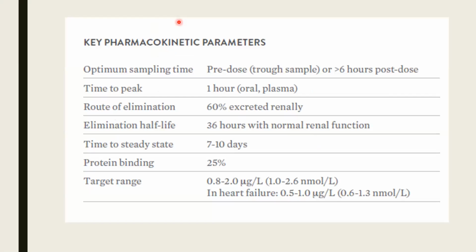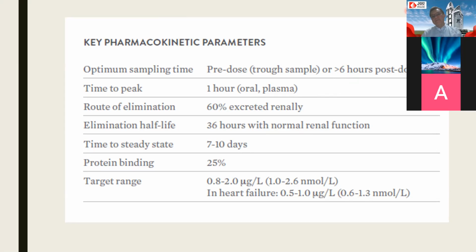Now, our key parameters. So optimum sampling time: normally we take the pre-dose or trough sample, and we have to take this sample above 6 hours. Why above 6 hours? It means that after the last dose, we take the sample around 6 hours after that. Why? Anybody knows? Why can't we take it immediately after administration of the drug?